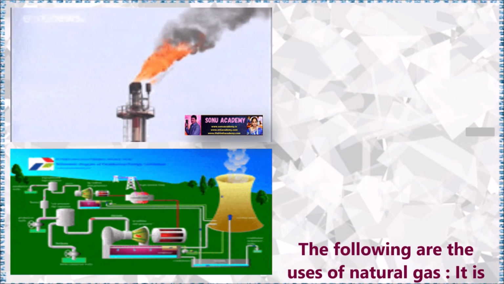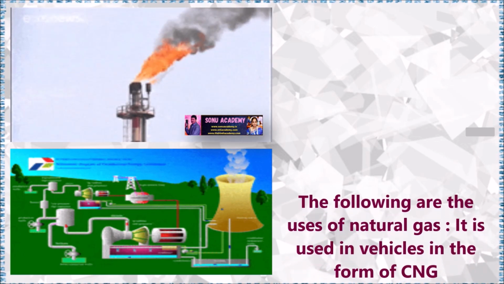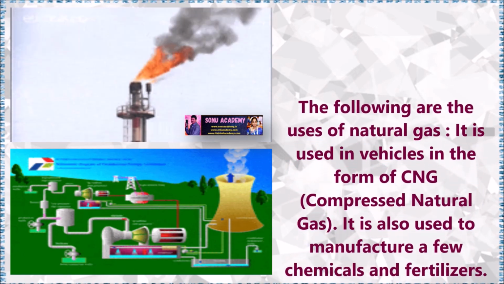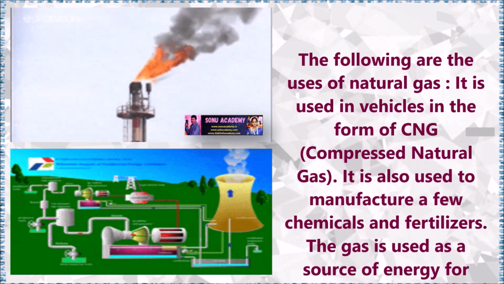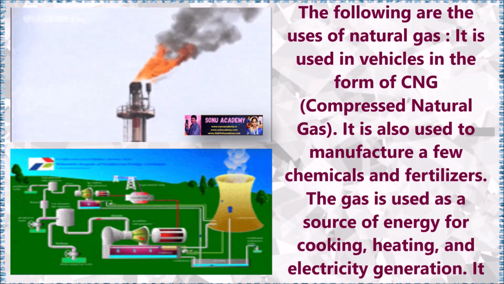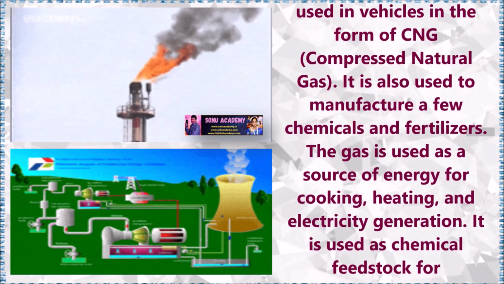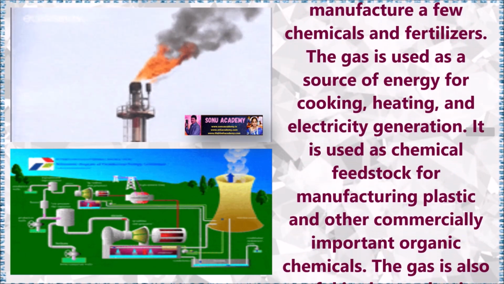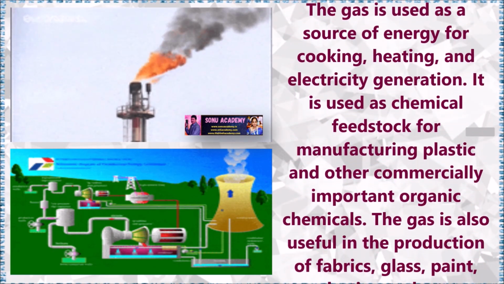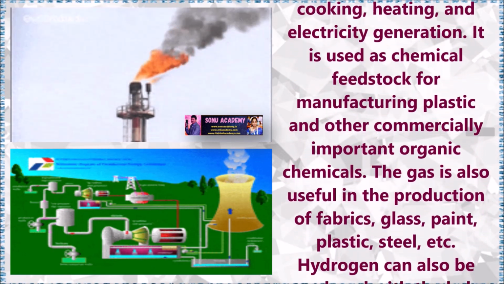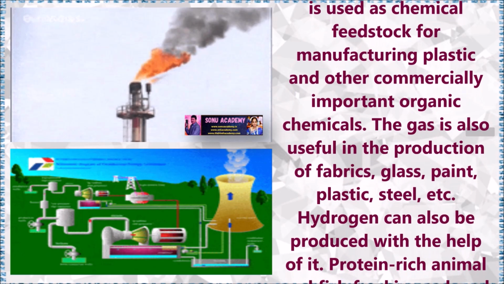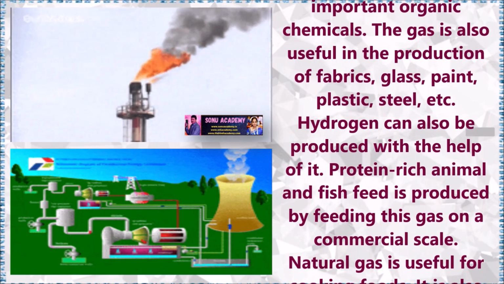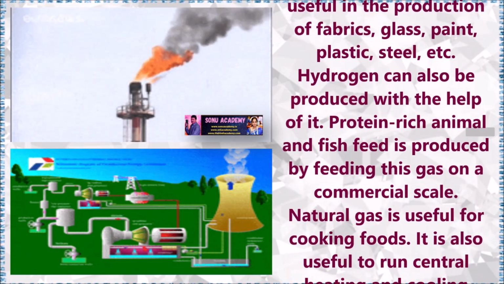Children, now let us discuss the uses of natural gas. The following are the uses of natural gas. It is used in vehicles in the form of CNG, compressed natural gas. It is also used to manufacture a few chemicals and fertilizers. The gas is used as a source of energy for cooking, heating, and electricity generation. It is used as a chemical feedstock for manufacturing plastic and other commercially important organic chemicals. The gas is also useful in the production of fabrics, glass, paint, plastic, steel, etc. Hydrogen can also be produced with the help of it.